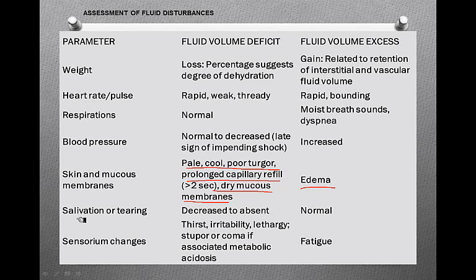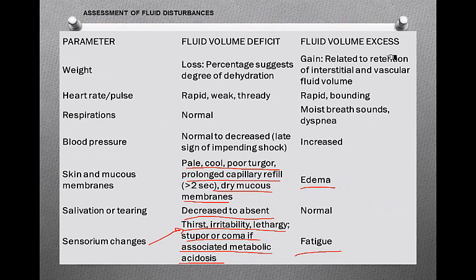Salivation or tearing will be decreased or absent in deficit. You will have thirst, irritability, lethargy, stupor or coma. That's part of sensorium changes. So salivation or tearing is decreased or absent in fluid volume deficit, and normal in excess. And then in sensorium changes, you're going to have thirst, irritability, lethargy, stupor or coma if associated with metabolic acidosis, and fatigue if it's excess.